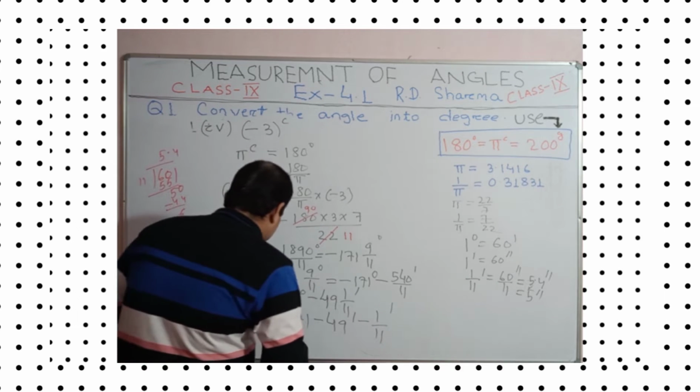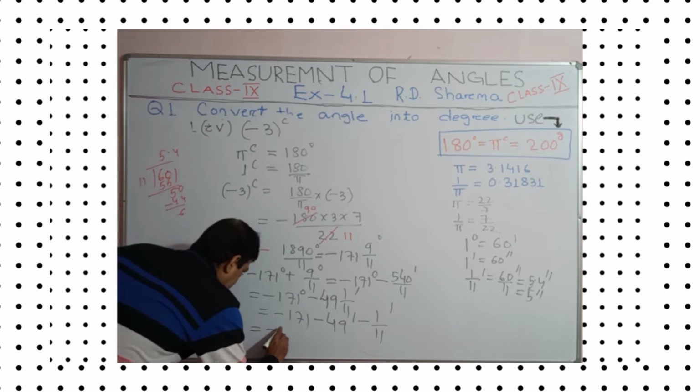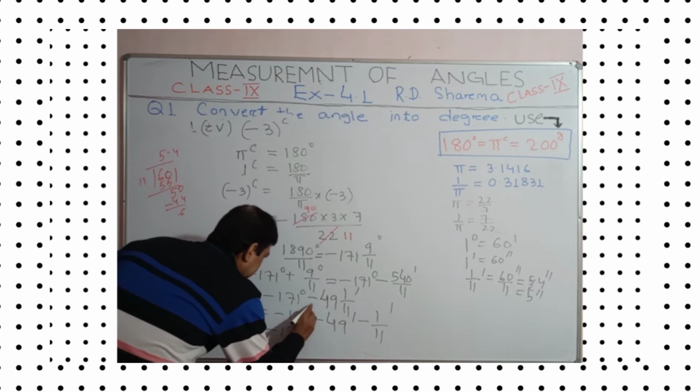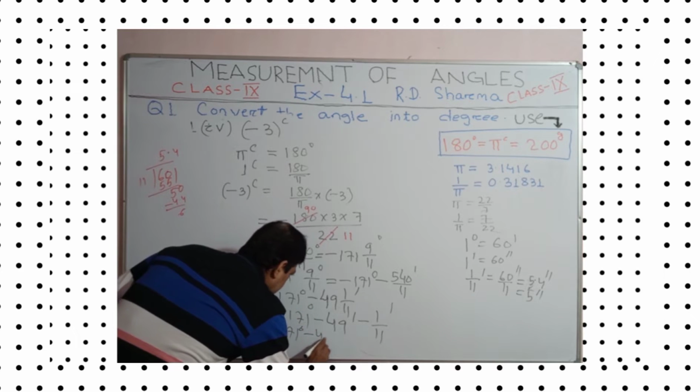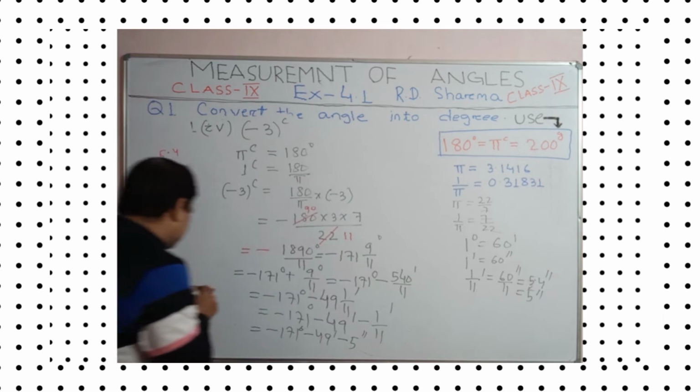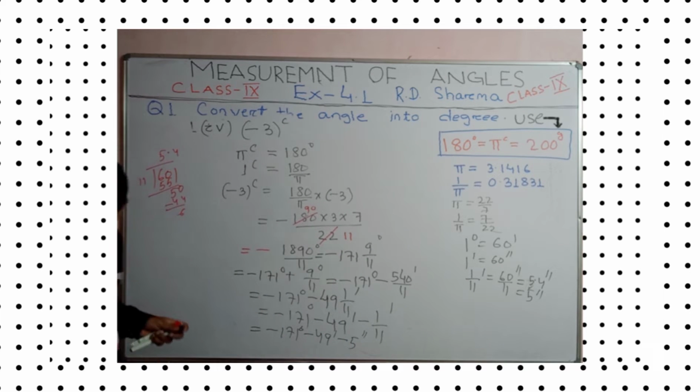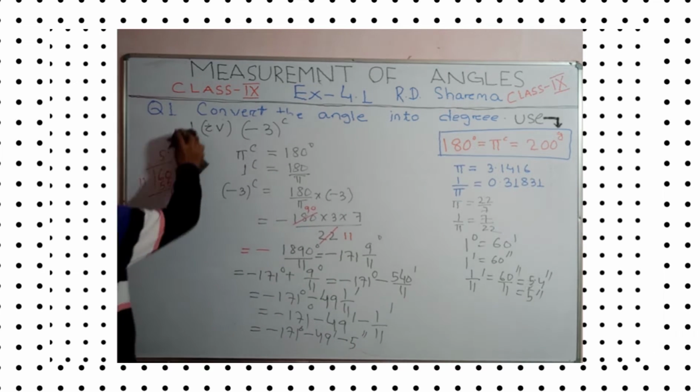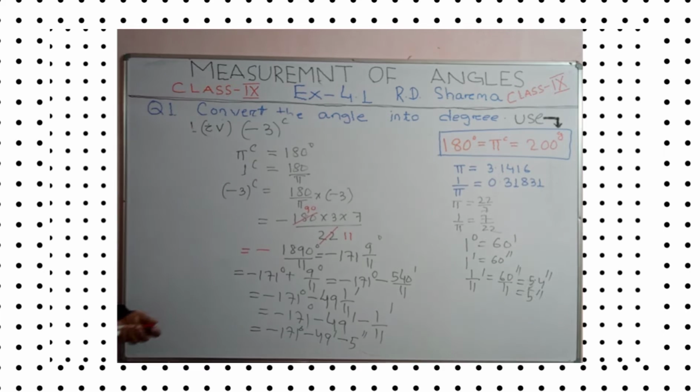Okay, so here we can write minus 171 degree minus 49 minute minus 5 second. Is it clear? Understand? Is it clear? After that, what you will do? See here.